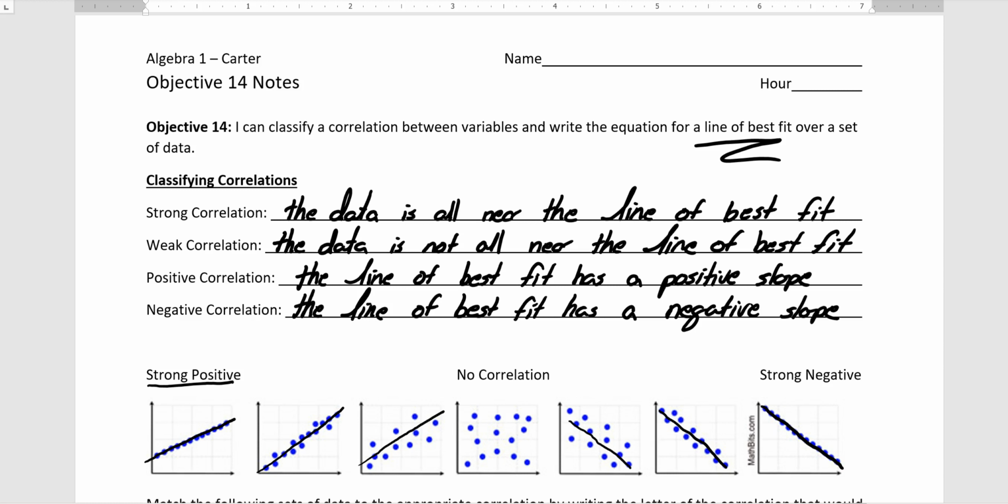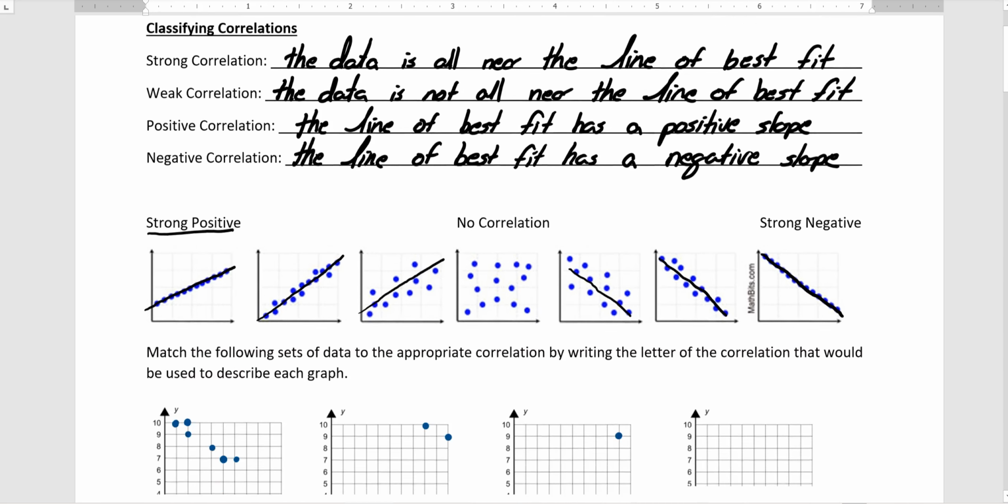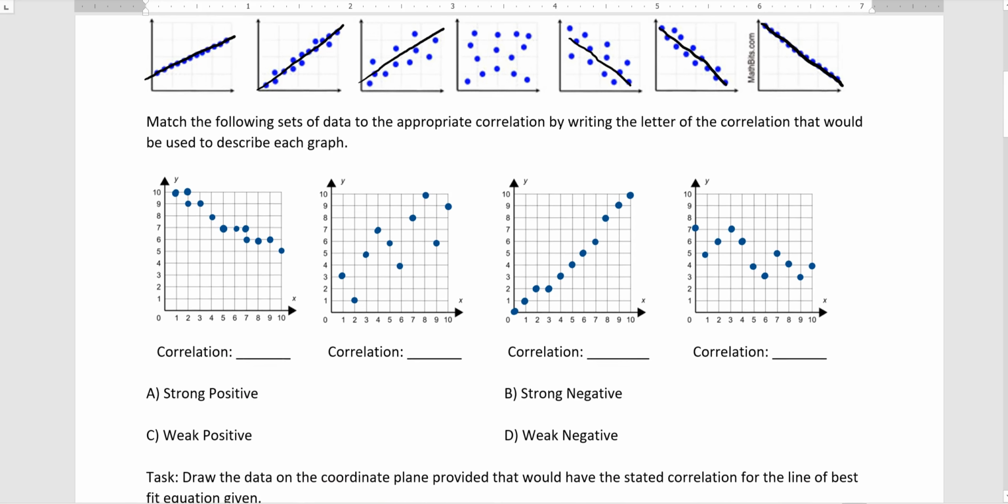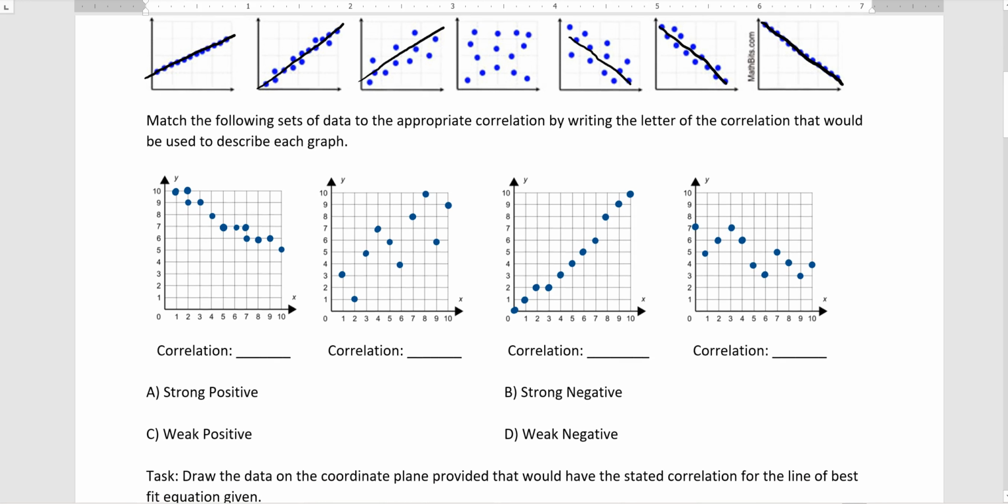So, what I would like you to do now is match the following data sets to the appropriate correlation by writing the letter of the correlation that would be used to describe each graph. There are 4 graphs here. I want you to identify one as strong positive, one as weak positive, one as strong negative, and one as a weak negative correlation. Go ahead and pause the video, give it a shot.